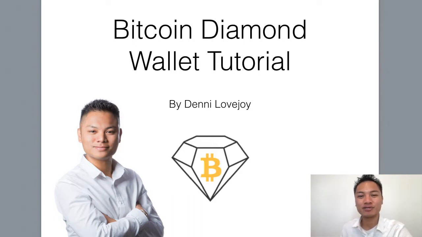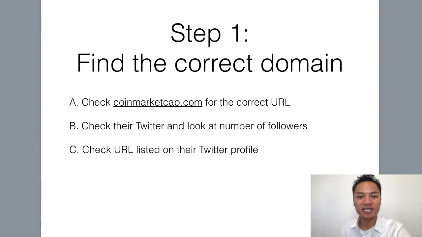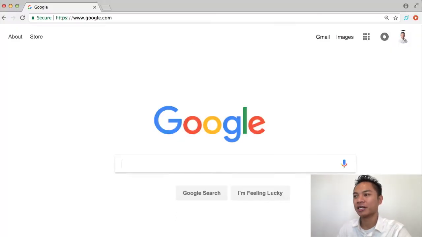In this video, I'm showing you how to set up a Bitcoin Diamond wallet. The first step is to find the correct domain name, so I'll go ahead and show you how I do that. Go to your browser, and you're going to want to search coinmarketcap.com.